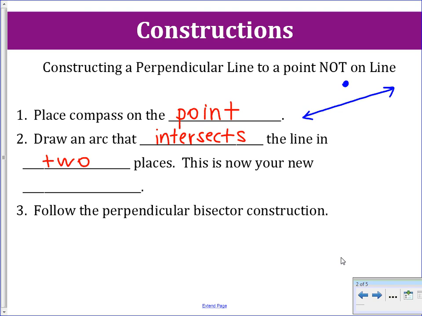The reason why we are going to intersect our line in two places is because once we draw this arc, we now have a brand new segment. So we started with a line and we created our segment. If we look at our picture, this is now our new segment. And our center is equidistant from the endpoints of the segment, so we are now able to follow the perpendicular bisector construction, and the point that is currently off the line will then lie on the perpendicular line that we are going to create, just like we want it to.